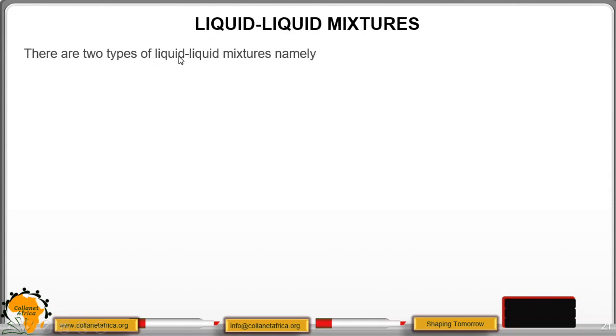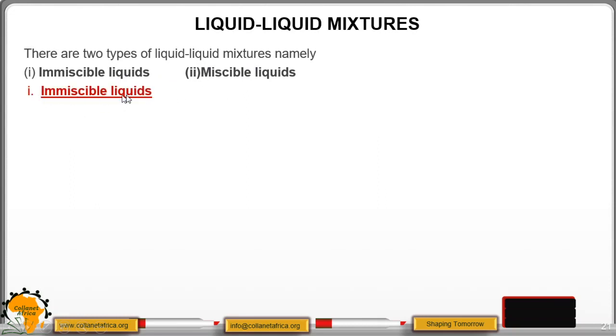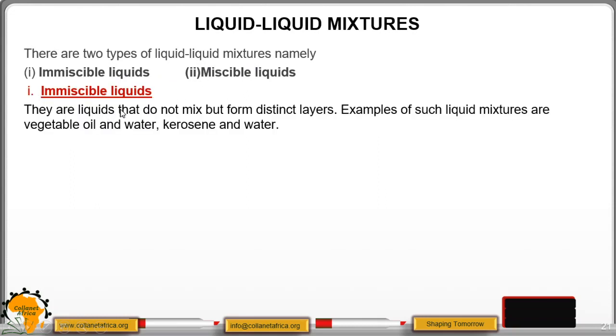There are two types of liquid-liquid mixtures, namely immiscible liquids and miscible liquids. Immiscible liquids are liquids that do not mix but form distinct layers. Examples of such liquid mixtures are vegetable oil and water, kerosene and water. So the two form distinct layers, they do not mix.